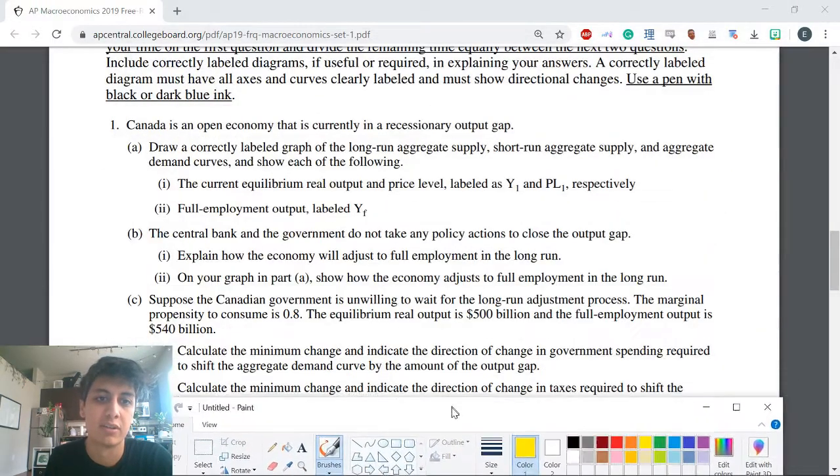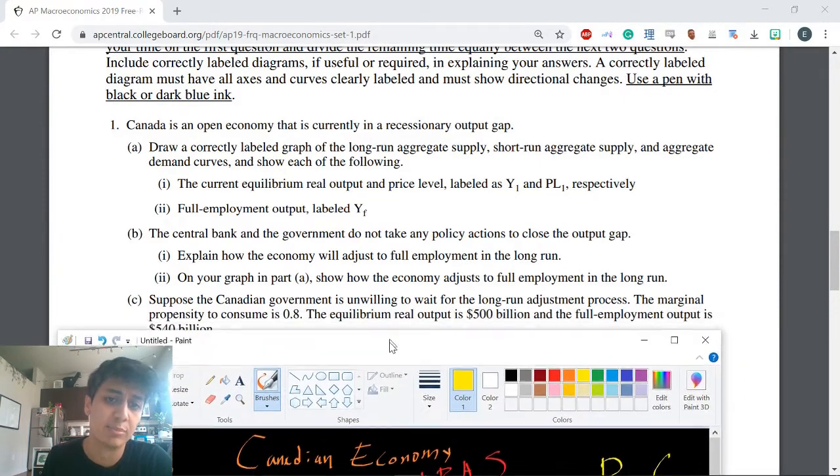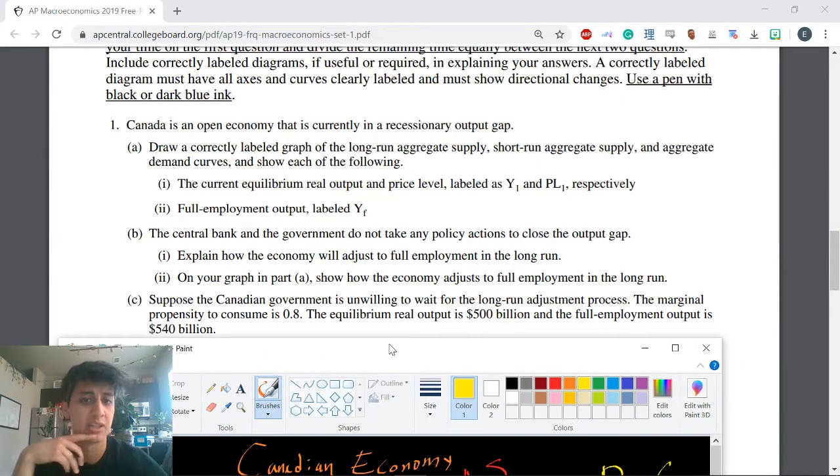Let's look at what part 3 has to offer, or part C. So suppose the Canadian government is unwilling to wait for the long run adjustment process, right? Which is usually the case. Governments aren't going to want to wait for the market to fix itself, right? Because we don't know how long the long run could really be. And it gives us this information.